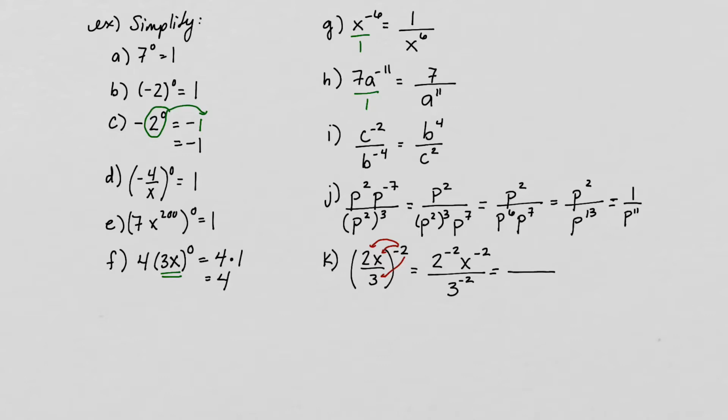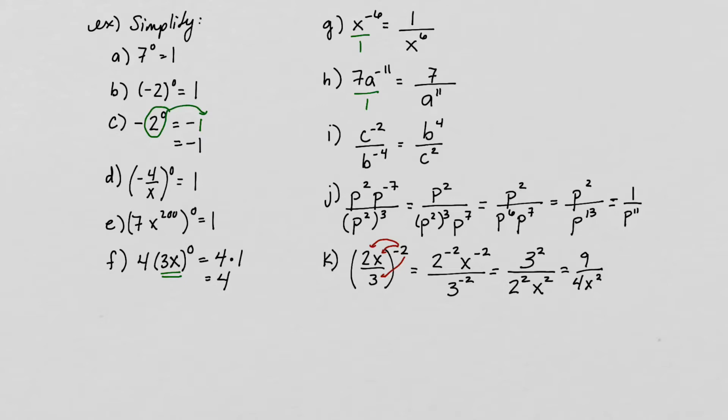And now we're going to make things move sides, right? So that 2 to the negative 2, it's not happy where it is, so it's going to come down here to the bottom as a 2 squared. The x to the negative 2, it's not happy, so it's going to move down here as x squared. The 3 to the negative 2, it's not super happy, so it's going to move up here as 3 squared. And now I can just simplify these numbers, right? So 3 squared is 9, 2 squared is 4, and then I have x squared.